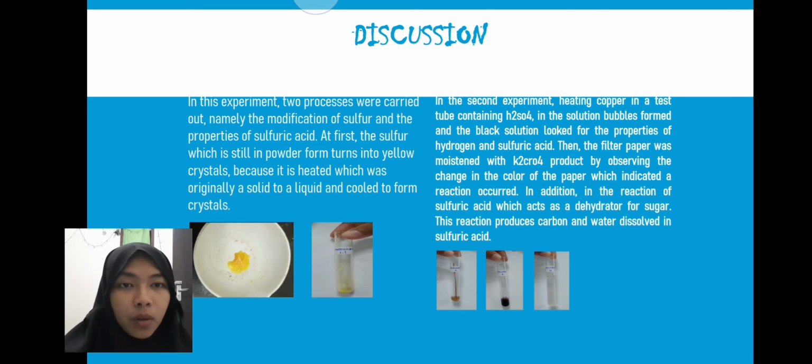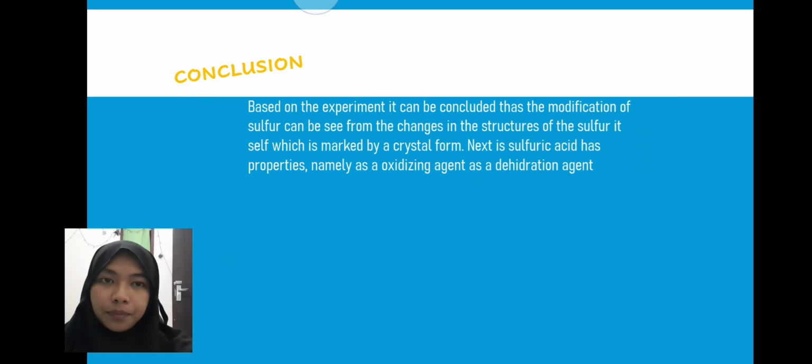Then the filter paper was moistened with K2CrO4, and the change in the color of the paper indicates that a reaction occurred. In addition, in the reaction of sulfuric acid as a dehydrator for sugar, the reaction produces carbon and the water is absorbed by the sulfuric acid.